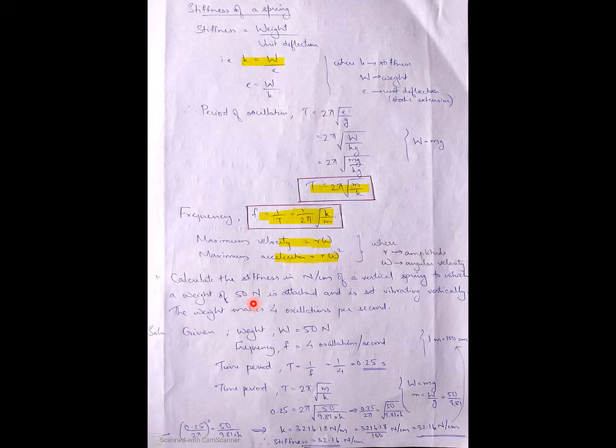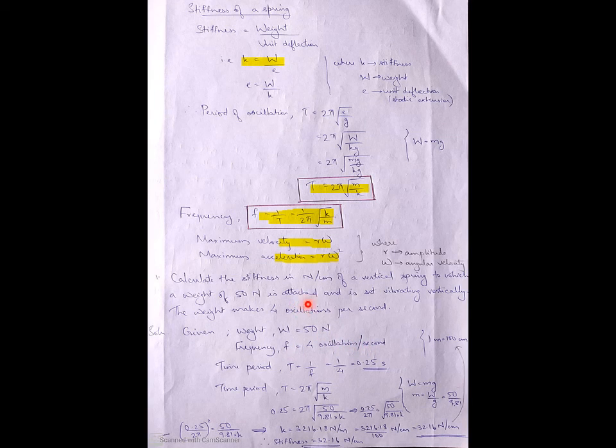Weight is given as 50 Newton. It makes 4 oscillations per second. What is this, oscillations per second? It is the same as frequency. So frequency can be represented either as hertz, or oscillations per second, or cycles per second. So the weight is given 50 Newton, and frequency is 4 oscillations per second.